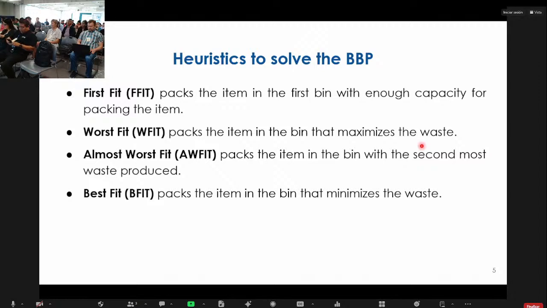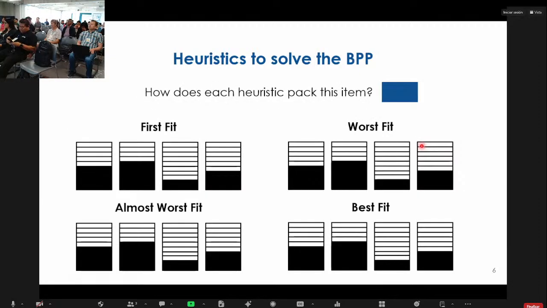We have different ways to solve this. The first fit packs the item in the first bin with enough capacity for packing the item. The worst fit packs the item in the bin that maximizes the waste. The almost worst fit is the second most waste produced, and the best fit packs the item in the bin that minimizes the waste.